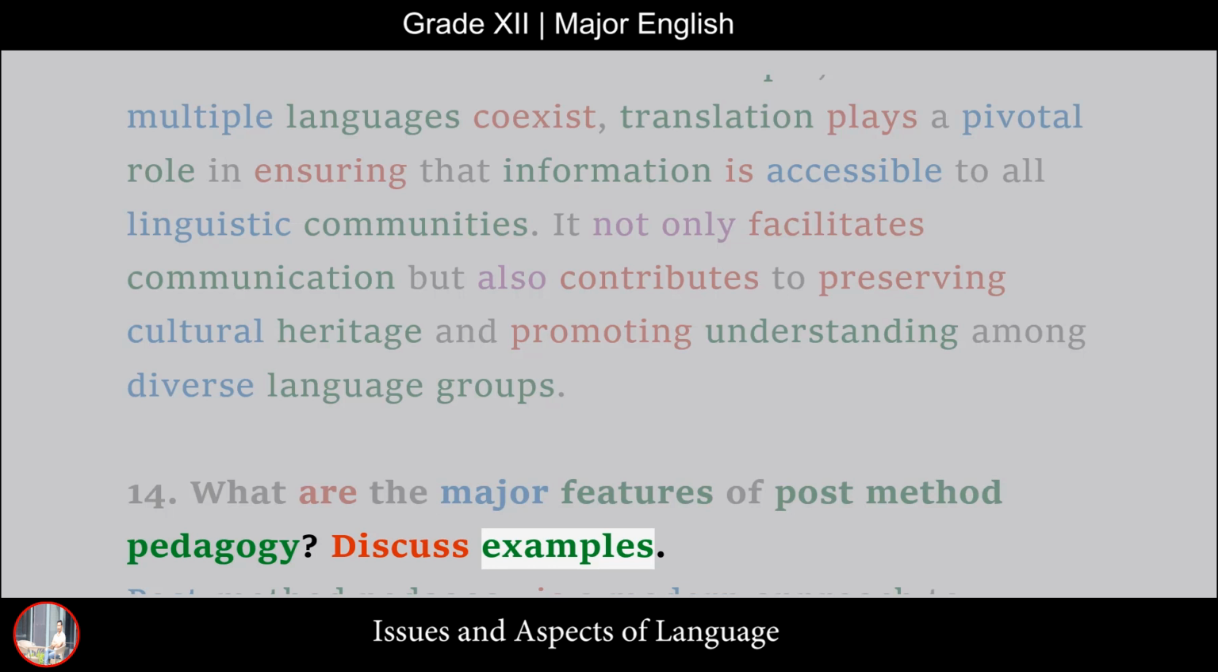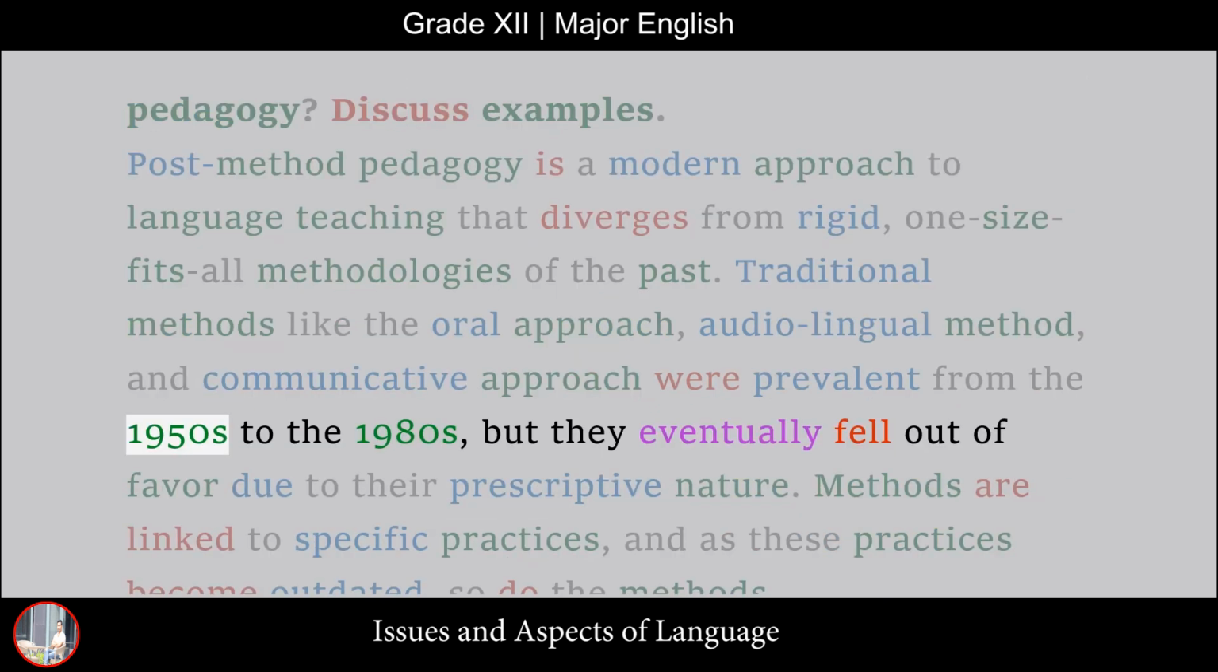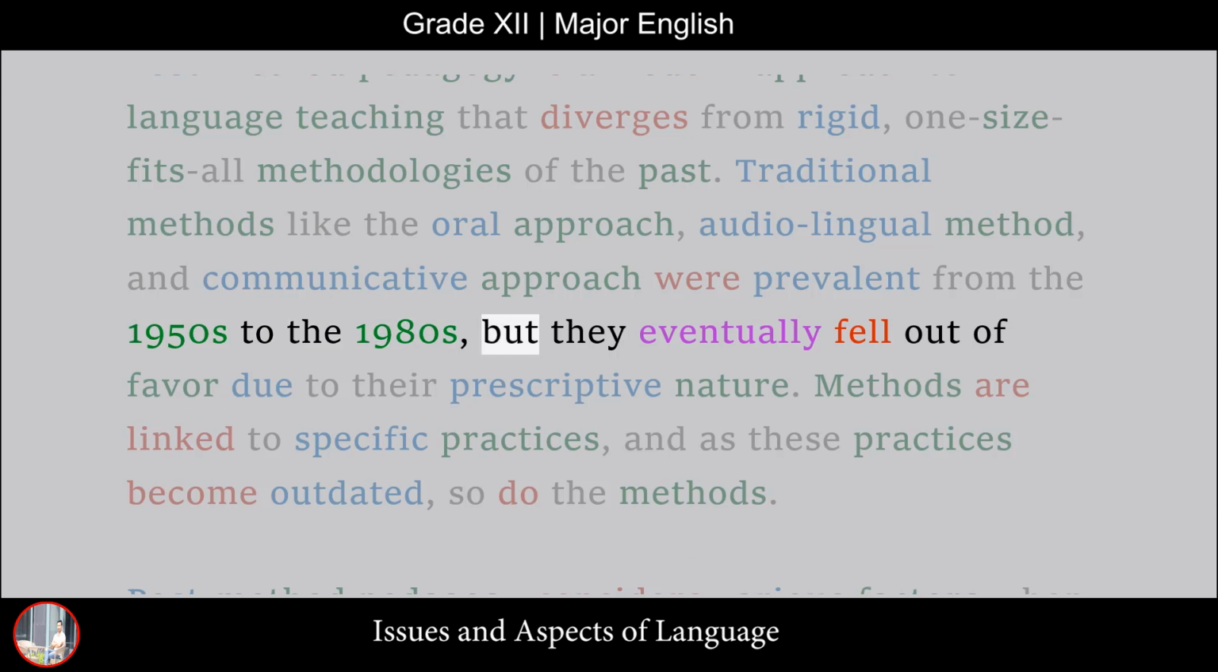14. What are the major features of post-method pedagogy? Discuss examples. Post-method pedagogy is a modern approach to language teaching that diverges from rigid, one-size-fits-all methodologies of the past. Traditional methods like the oral approach, audiolingual method, and communicative approach were prevalent from the 1950s to the 1980s, but they eventually fell out of favor due to their prescriptive nature.